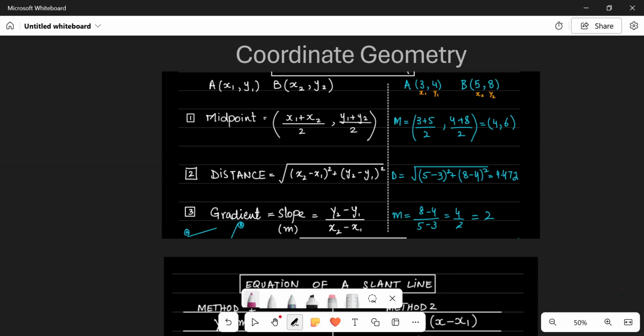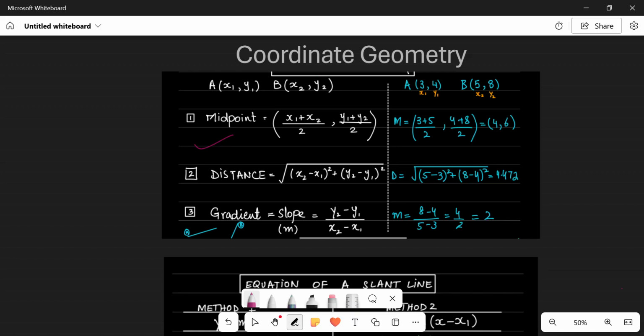Here it's the first one, with x1 and y1, and x2 and y2. So the first formula that we have used is about the midpoint. How to find the midpoint? It is x1 plus x2 over 2, y1 plus y2 over 2. This is the formula to find the midpoint of a line segment.